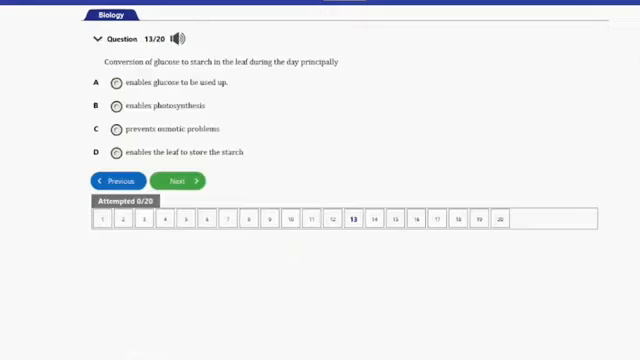That's question number 13 here. It says, conversion of glucose to starch in the leaf during the day, principally A, enables glucose to be used up. B, enables photosynthesis. C, prevents osmotic problems. D, enables the leaf to store the starch. So guys, the answer to this question is option D. It enables the leaves to store the starch. So that's it for this question. Let's go ahead and consider the next question, guys.